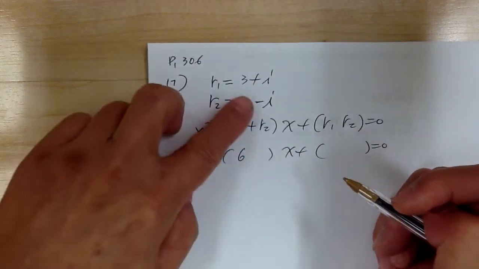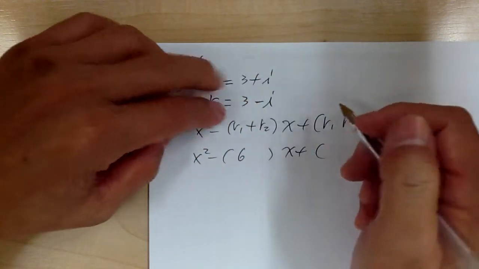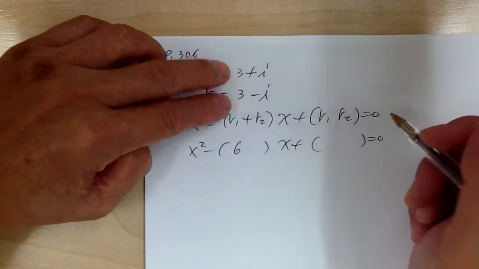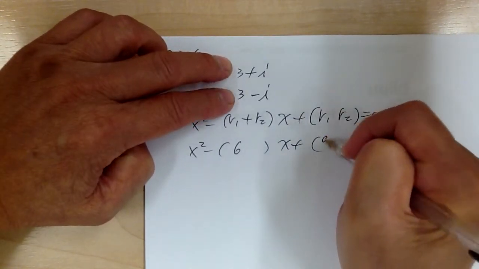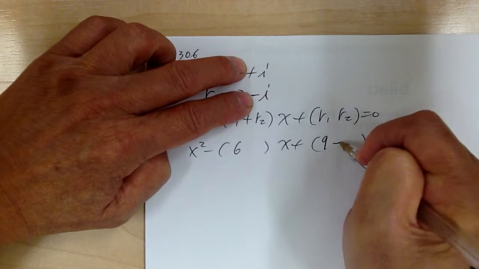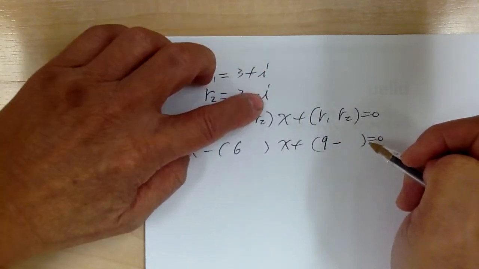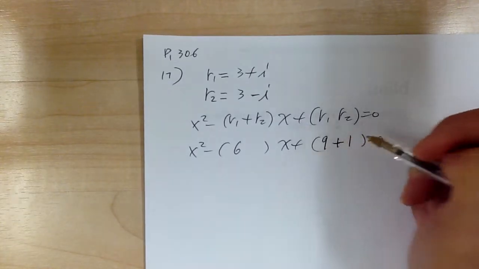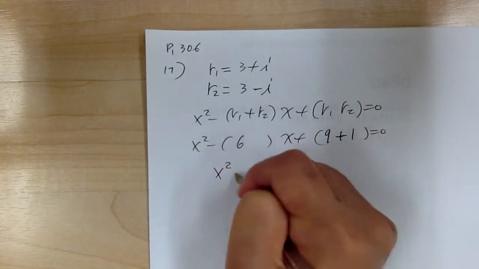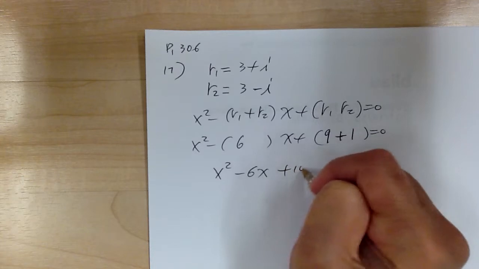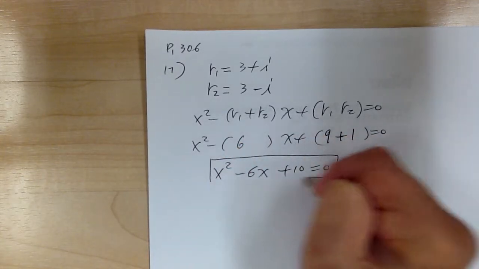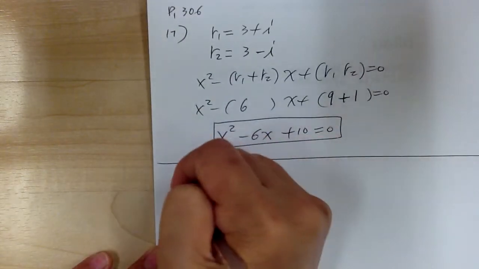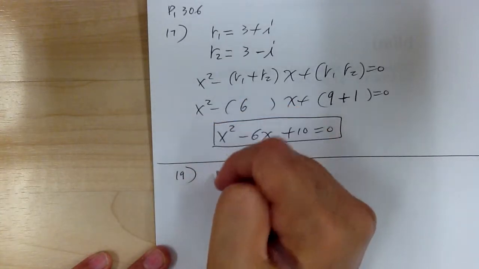Now when you multiply, again, this is a conjugate, so you multiply by the corresponding part. So 3 times 3 is 9, plus times minus is minus, i times i is negative 1, so you have minus, so minus negative 1 becomes plus 1. So your equation is x squared minus 6x plus 10 equal to 0. Okay, let's go to number 19.